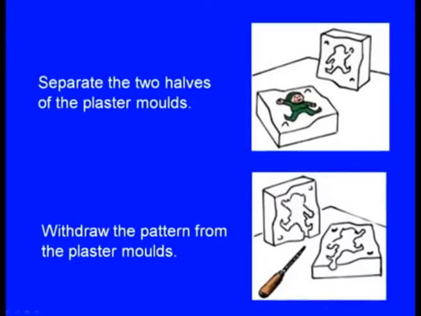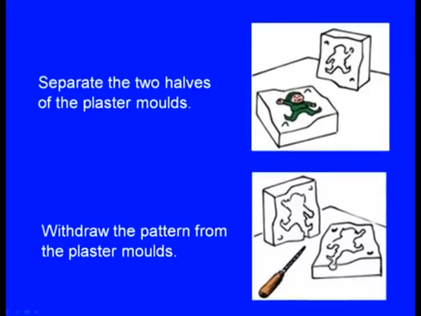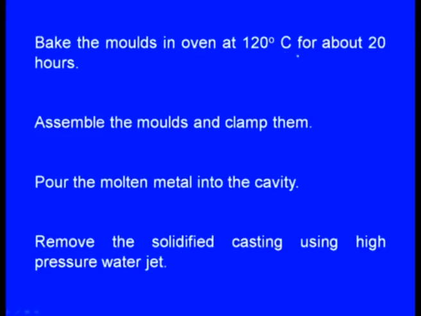Now, the pattern is still inside, you can see. Now, withdraw the pattern from the plaster molds. This pattern is withdrawn using a screwdriver or some appropriate tool. Bake the molds in an oven at 120 degrees centigrade for about 20 hours. So, this must be baked so that the moisture will evaporate and also the plaster molds will be hardened.